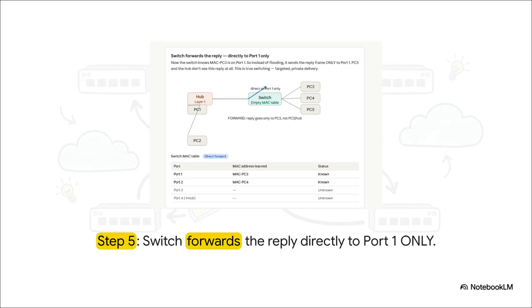It now needs to deliver PC4's reply back over to PC3. It checks its table, finds Mac PC3 living on port 1, and instead of flooding this time, it executes a direct forward. The frame goes straight to port 1. PC5 and the hub never even see this reply. This is exactly what makes a switch so vastly superior: targeted, private delivery.